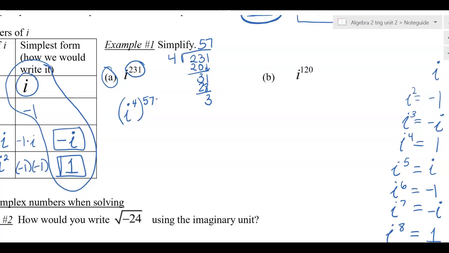That doesn't quite make 231, right? How many did I have left over? 3. And then I have 3 more. And the reason I like writing this again is because what is the value of i to the 4th power? 1. What is 1 to the 57th power? 1. So this whole thing just becomes 1 times i to the 3rd, which is just i to the 3rd. And what's the simplest version of i to the 3rd? -i.